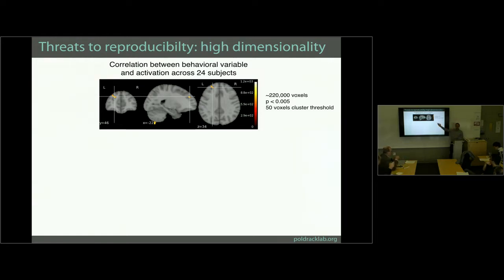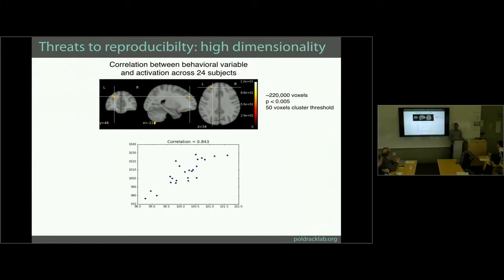So in this case, we say, at each voxel, we're going to have a threshold of p less than 0.05, and then we throw out any clusters of activation that are less than 50 voxels. This is a fairly common heuristic correction that people in the literature have used. And when we do that, we get this blob. If we pull the signal out of that blob, we see this beautiful correlation across people in activation.